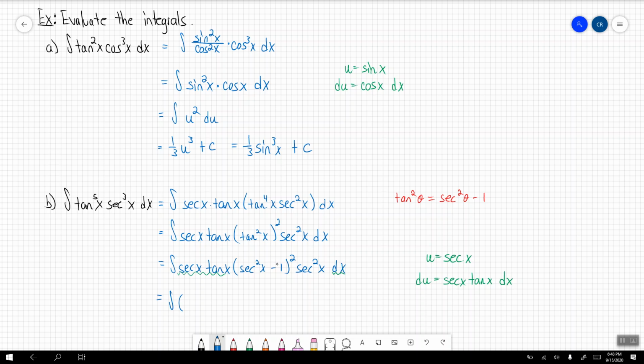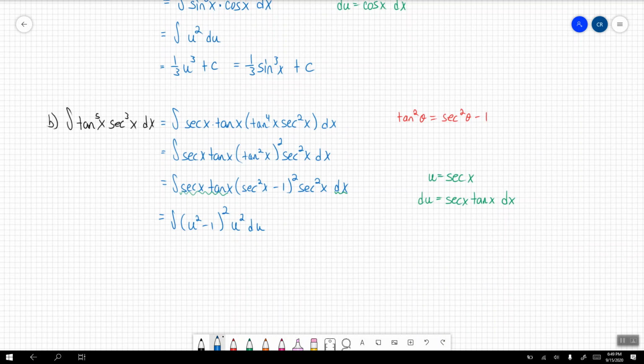In my parenthesis here, secant squared, that's now going to be u squared. So that's u squared minus 1 quantity squared times secant squared. But remember, secant is now u, so this is going to be multiplied by u squared. And then the remainder, which is secant x tangent of x dx, that's all du. All we need to do now is expand this binomial. All right, that's not too bad. So let's go ahead and expand this binomial and distribute.